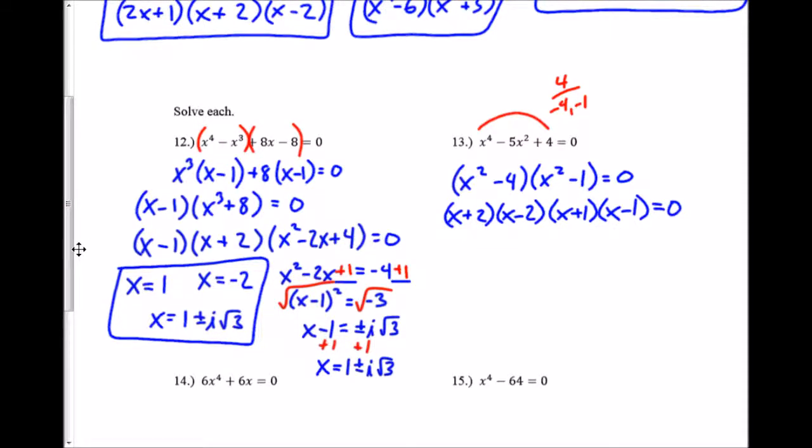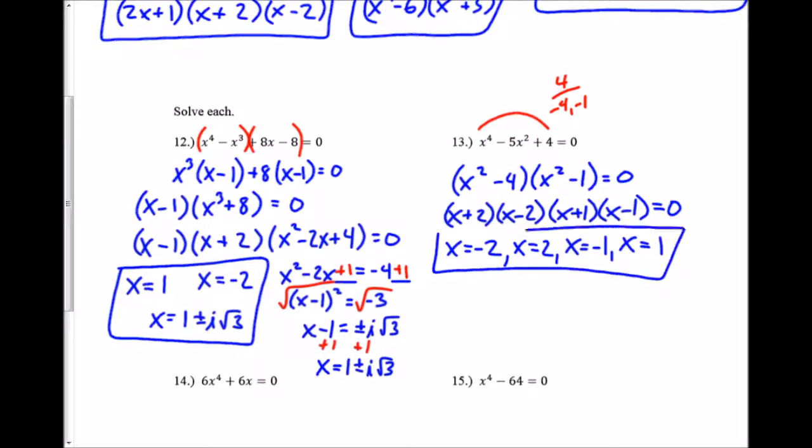And now I set each factor equal to 0. So this one I would subtract the 2 and find out that x equals -2. Here I'd add the 2 and find out that x equals 2. Here I'd subtract the 1 and get a -1. Here I would add the 1 and get a positive 1. So I end up with these 4 answers. Okay?